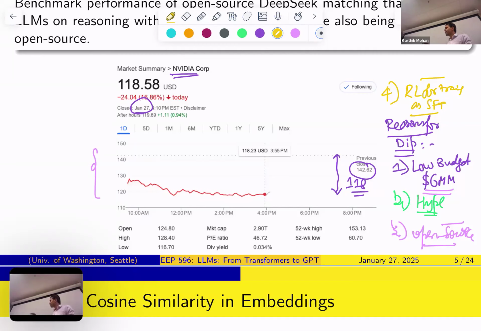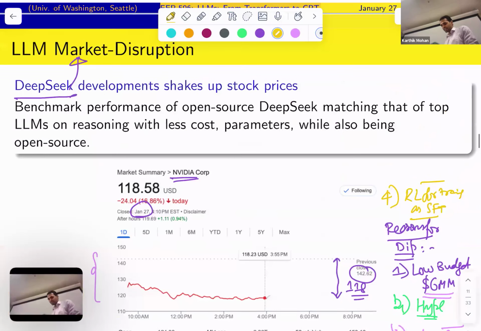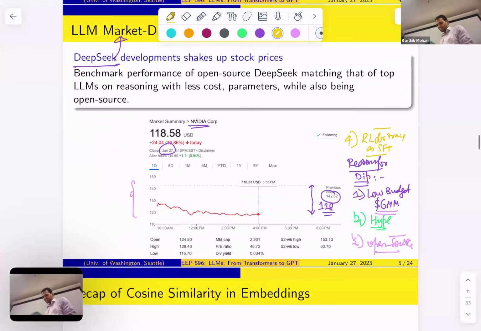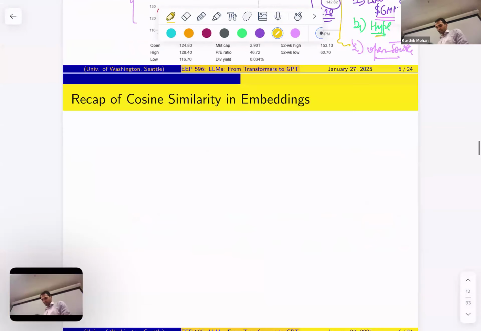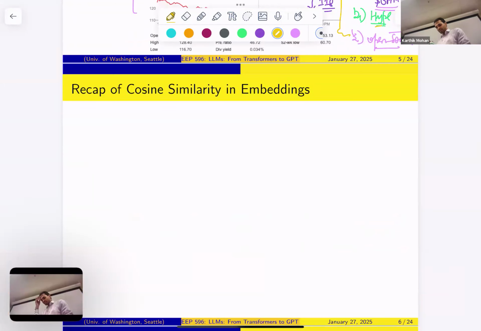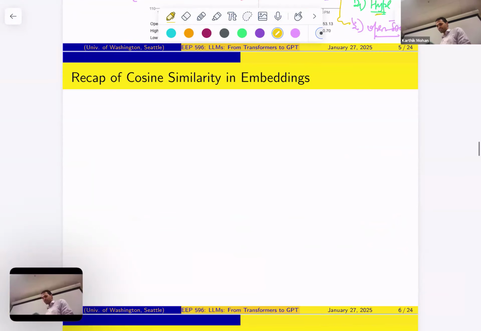And I think this graph brought everyone's attention to DeepSeek. Anyway, so we kind of focused on DeepSeek and how it's disrupting the market. It's low budget. There's some hype. It's open source and it relies more on reinforcement learning than other models. Going back to last class, I think it's good if we all get hands-on with some of the computations here.